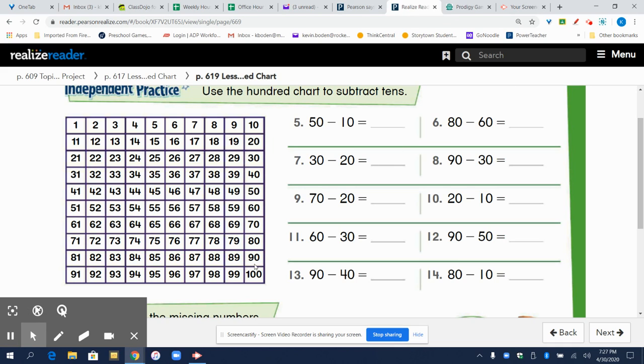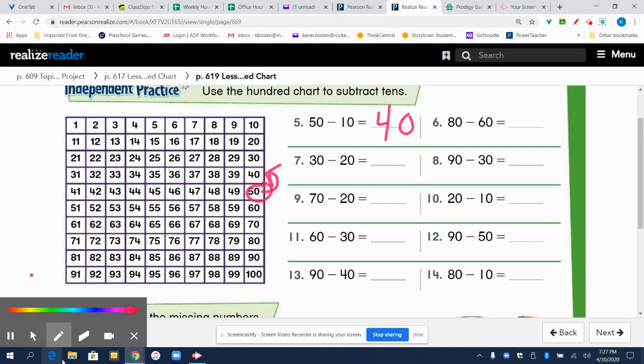So let's jump around and do number 5 together, which is 50 minus 10. So I'm going to find 50 on my hundreds chart, minus 10. Well, count up 10. There we go. Our answer should be 40.